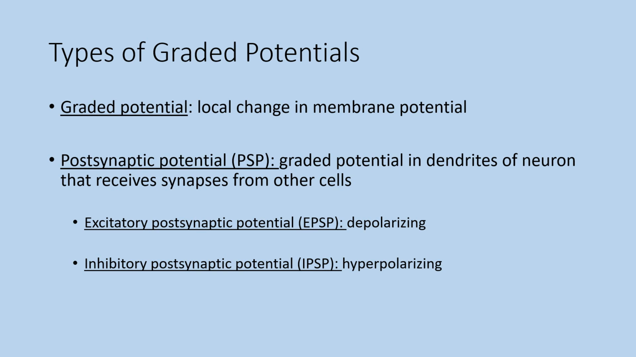There's excitatory or inhibitory. Excitatory is going to cause a depolarization, get you closer to having that action potential. Inhibitory is what we call, it's going to cause hyperpolarization. It's going to, as the name implies, try to inhibit the production of a graded potential, make it even further away from that threshold.